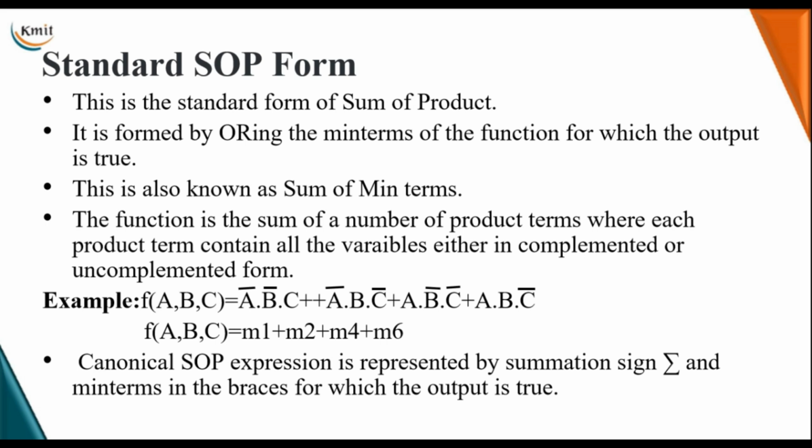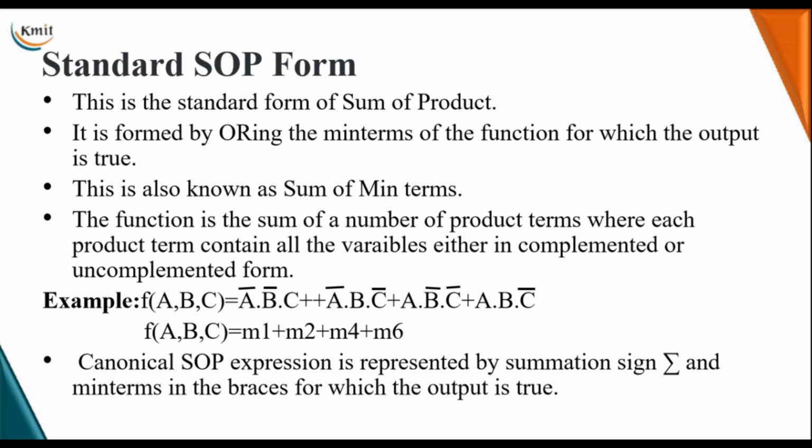So M1 represents 001, for which the functional value of that product term is 1. For 010 it will be 1. For 100 it will be 1. For 110 it will be 1. So this is the second way of representation, in the form of standard SOP: using the minterms with their indexing or using the variables, we can represent the given function in the nature of SSOP.